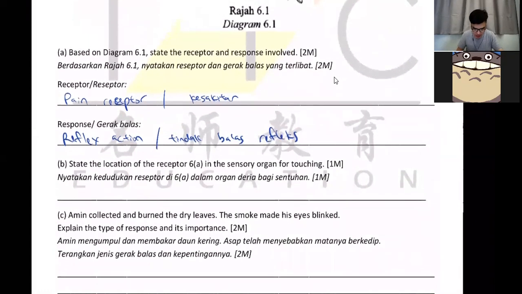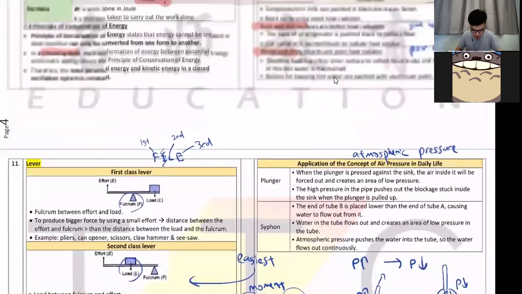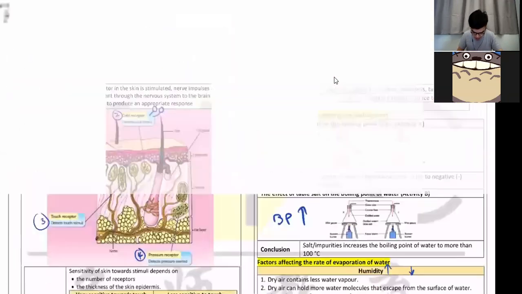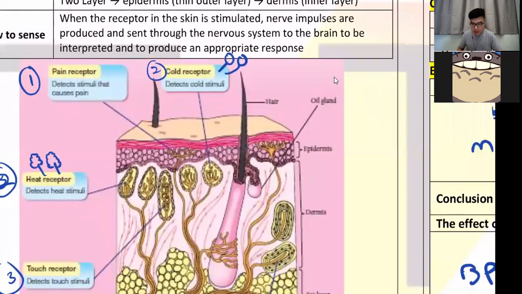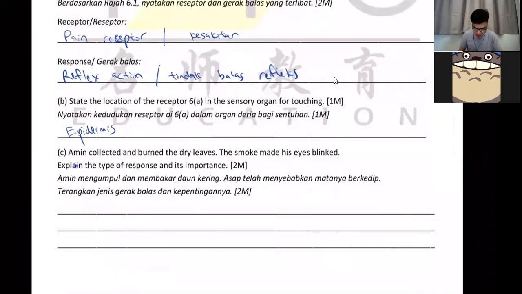All right, so next B, state the location of the receptor 6A in the sensory organ for touching. So where is it? The pain receptor is usually in your epidermis. If you can see your express note just now, your pain receptor is here. Can you see? It's inside the epidermis. It's really close to the top of your skin, because it helps you detect pain. Pain is the most important sensation, as I said. We don't like pain. Pain means danger.